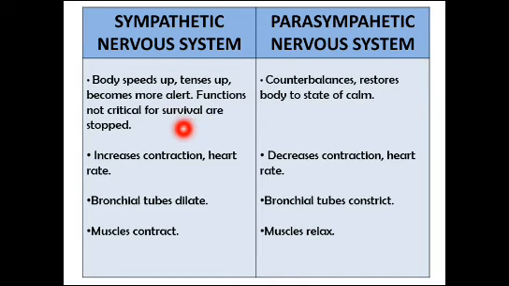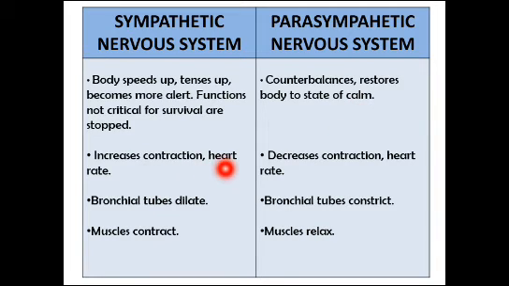So the basic functions which are not critical for survival, like the function of digestion or urination, all these functions are stopped. Whereas the parasympathetic nervous system, which gets activated at the time of rest, counterbalances and restores the body to the state of calm. After the sympathetic nervous system works or the condition of stress goes, then the parasympathetic nervous system comes into action and brings the body to the state of rest or calm.